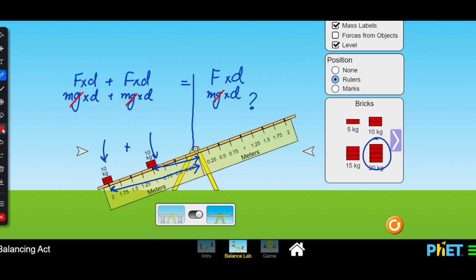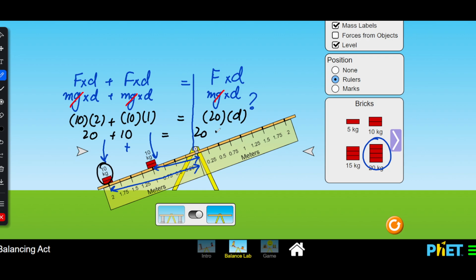So for the sake of understanding, let's put in the values and see what happens. Over here we have a mass of 10 kg at a distance of 2 meters. I'm talking about this first factor. Then a mass of 10 kg at a distance of 1 meter, which is being equated to a mass of 20 kg, which I don't know where to put it, right? So we solve it, this becomes 20 Newton meters, this becomes 10 Newton meters, this is being equated to 20 into D. So this becomes 30.